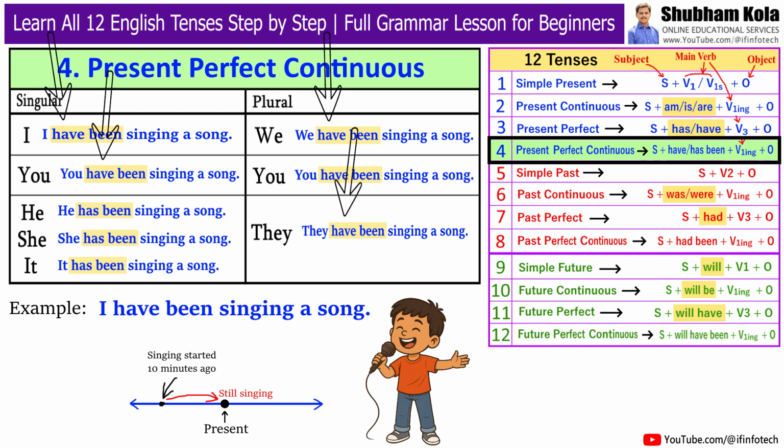Just remember, use have been with I, we, you and they. Use has been with he, she, it. And we always use the ing form because the action is ongoing.